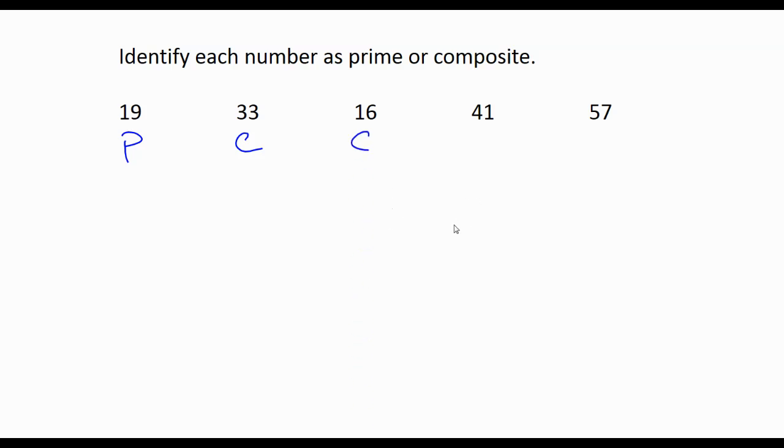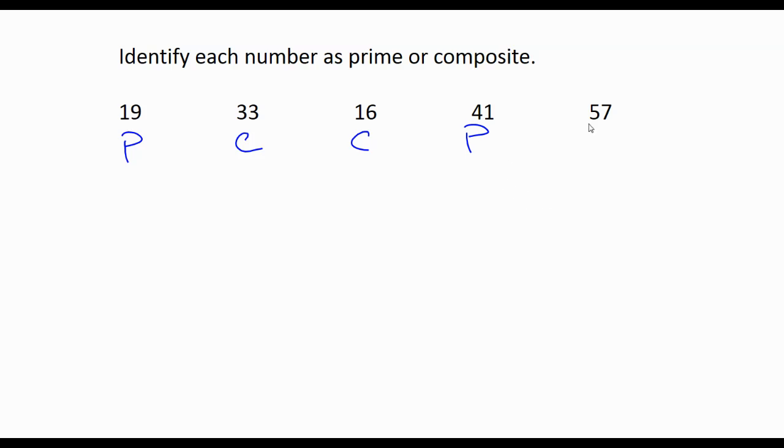What about 41? I'm not coming up with anything right now. I know 1 times 41, it's odd, so 2 is not, so no even number is going to go into it. What about 3? If I add up the digits, 4 plus 1, that's 5. 3 doesn't go into 5. 41 is prime. There's no way to get 41 other than 1 times 41.